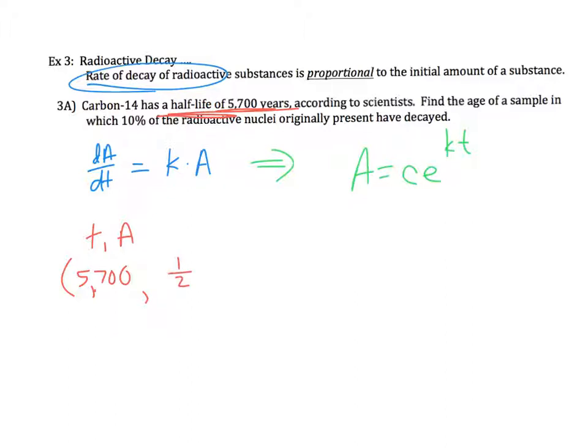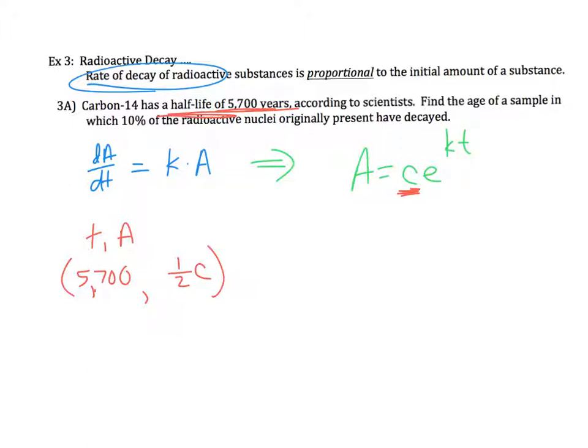So we could use A, but A's already in the problem. So I'm just going to pick some other letter to represent the amount that I started with. I used C, and the reason is that C in this problem, you might have noticed, is the initial amount. Go back to the first example with the hornets, and you'll see that ends up being my initial amount. So whatever that is, I'm going to have 1/2 of it after 5,700 years.